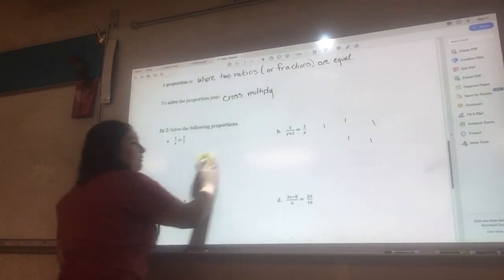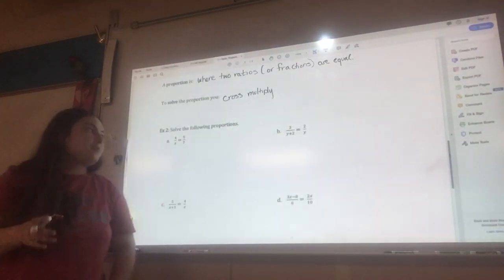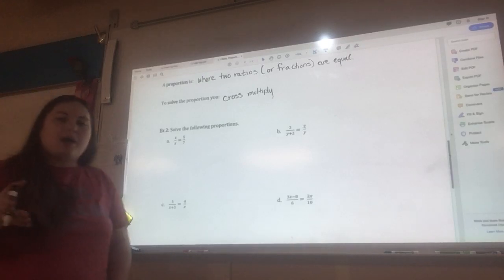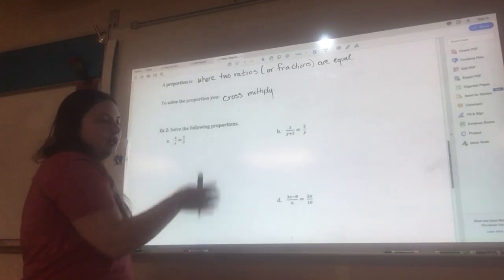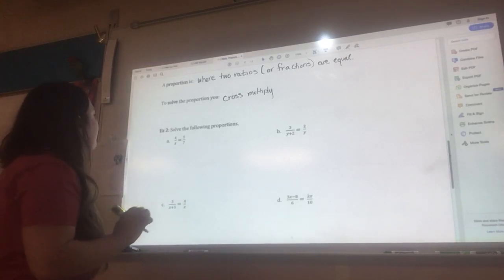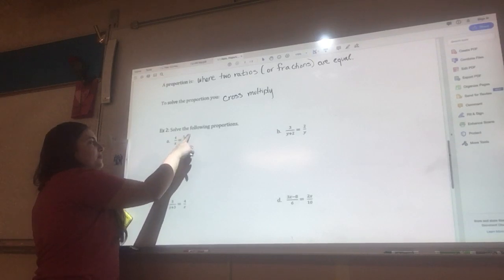So what I would like for you to do is follow along with me for A on example 2. If you feel confident, press the pause button and go forward on yourself. If not, follow along with me as we go through each problem. So our first problem says 4 over x equals 5 over 7.